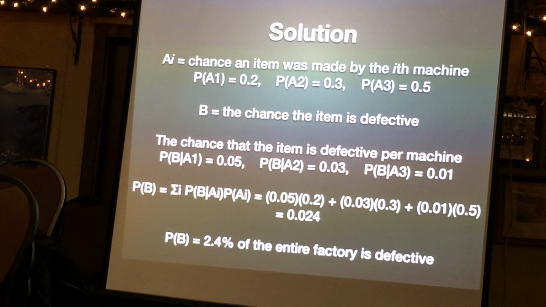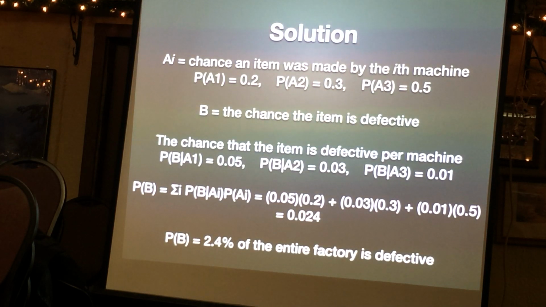A_i is the chance that an item was made by the same machine. So machine 1 is a 20% chance, 30% chance, 50% chance. We talked about that. We're just doing it in decimal notation here. B is the chance that an item is defective, so therefore P(B|A1) comes out to 0.05, given that it's 5% of the defects. So 5%, 3%, 1% of the defects. Then when we put these together, it comes out that 2.4% of the total output of the factory is defective. That's a pretty terrible error rate. You don't want it to be that bad. Just a side note, but moving on.